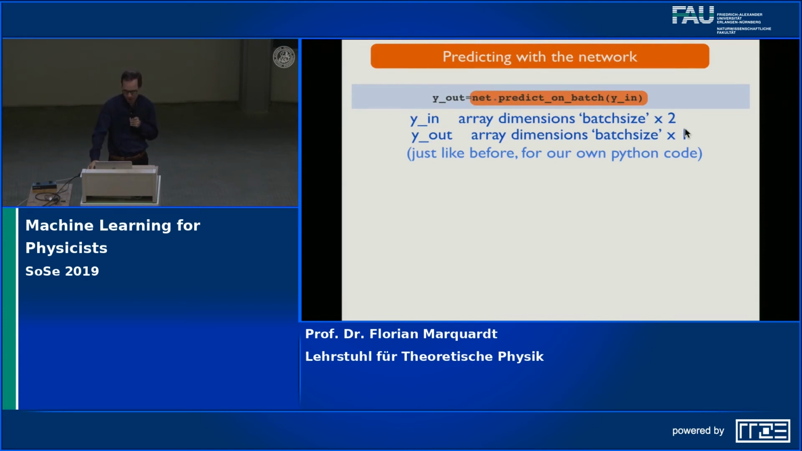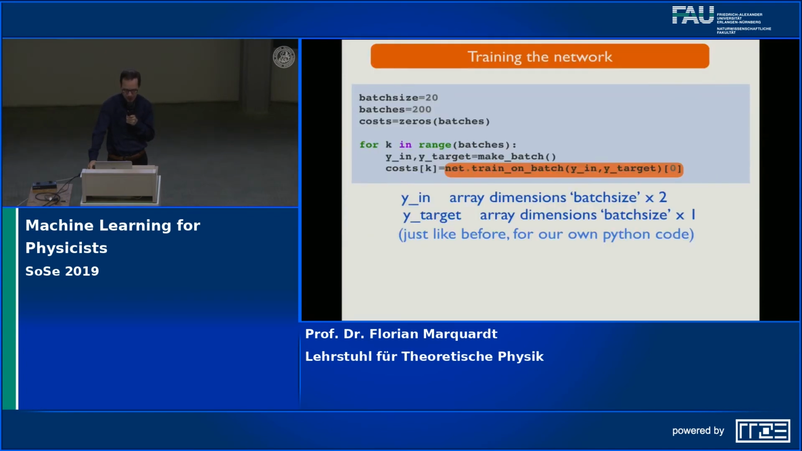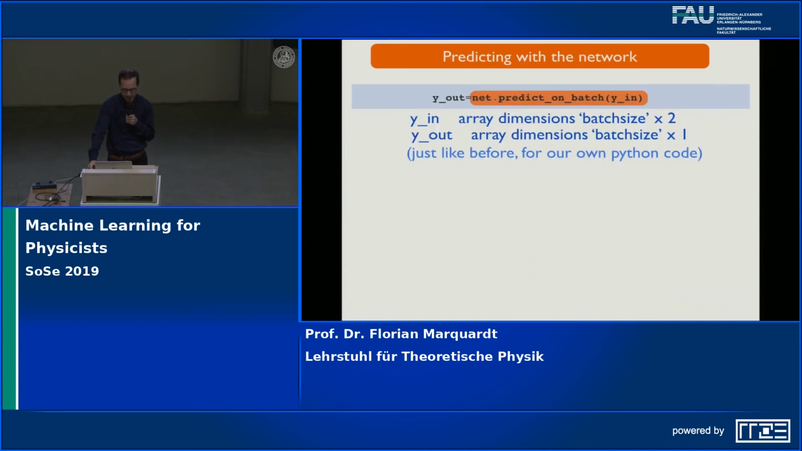And that's it. So you see things become very, very simple once you're using one of these frameworks. So setting up the network is simple, telling it what is the loss function, what's the optimizer, that's simple. Training it is simple, and predicting is simple. Yeah? There are, of course, various convenience routines related to this, but this is all you need.